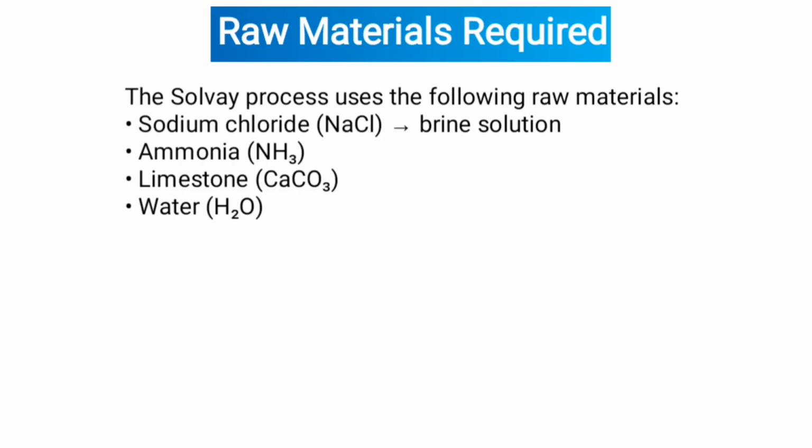Raw material required for the manufacture of sodium carbonate by Solvay process. Solvay process uses the following raw materials: sodium chloride, NaCl brine solution, ammonia NH3, limestone CaCO3, water H2O.